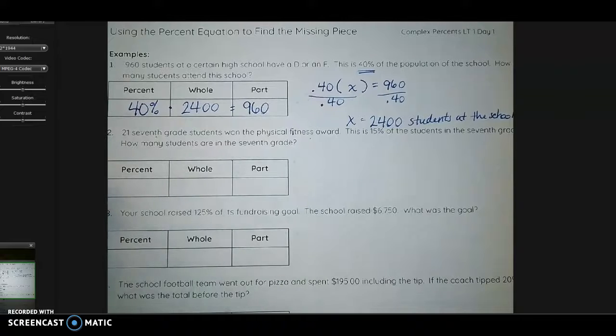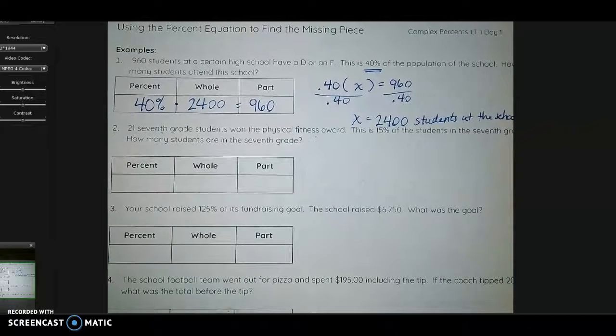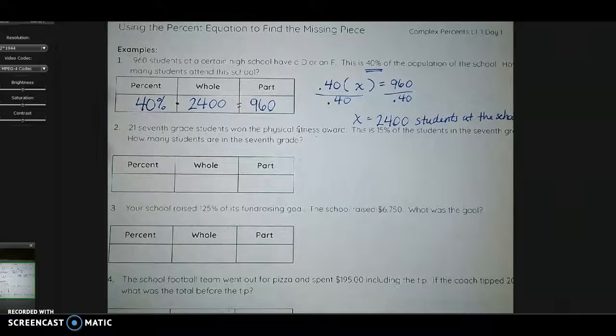So what I want you to do for the next 1, 2, 3, 4, 5 questions is I want you to try those, and then I want you to plug them back in and make sure that they are correct. You'll be able to check your answers on the answer key with the substitute.